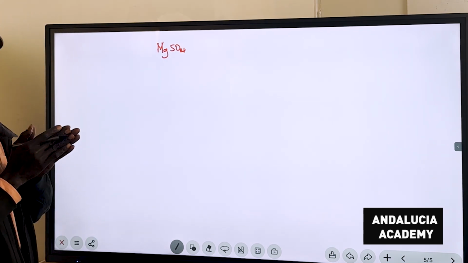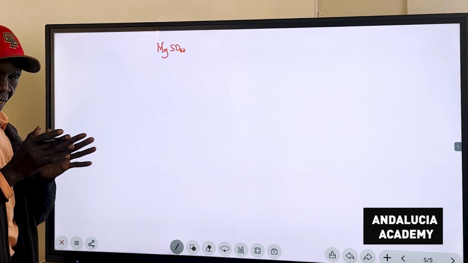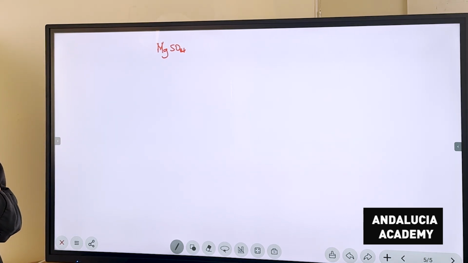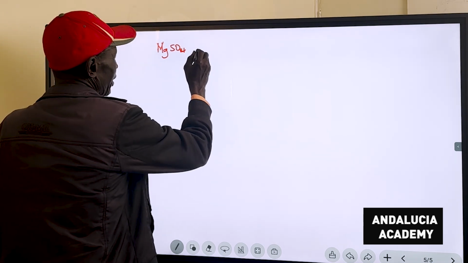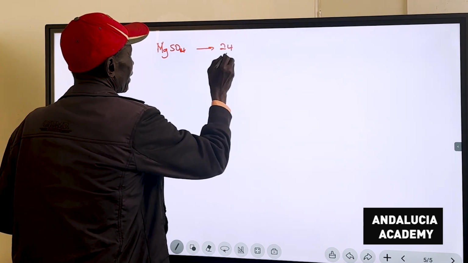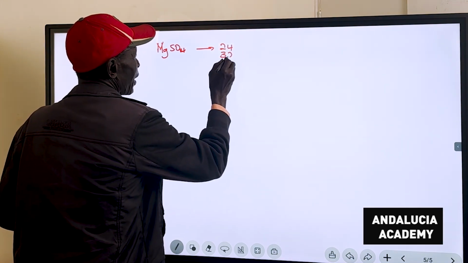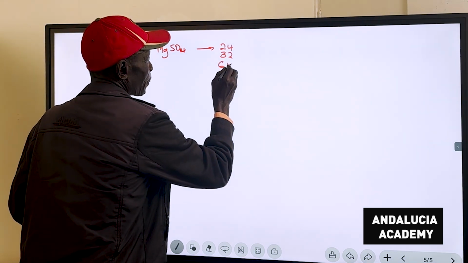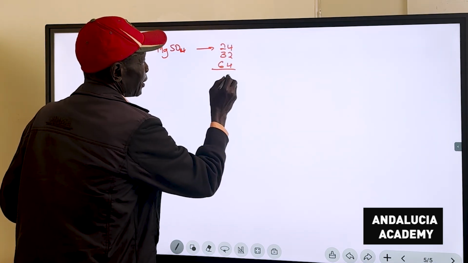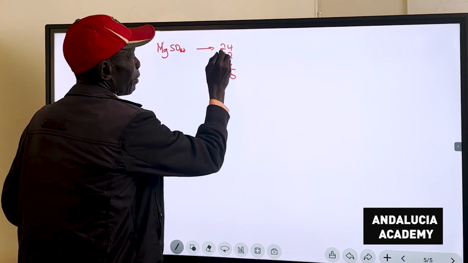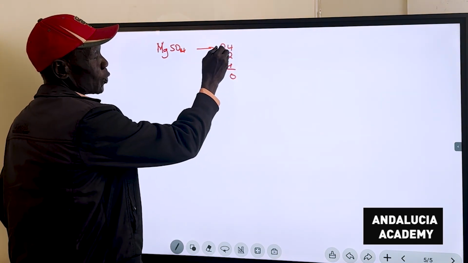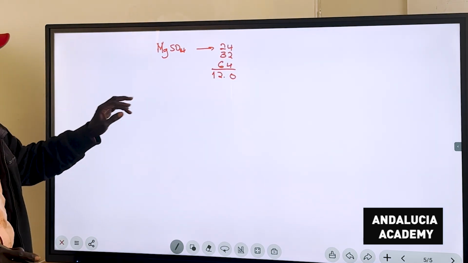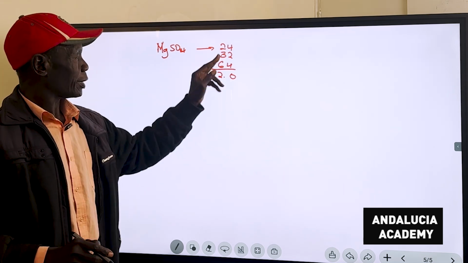They want me to find out by percentage how much is magnesium in magnesium sulfate, how much is sulfur in magnesium sulfate. So the first thing is I have to get the RFM, where magnesium is 24, sulfur is 32, and oxygen is 16 times 4 is 64. So what do I get here? 24 plus 32 plus 64. This one will be 120.